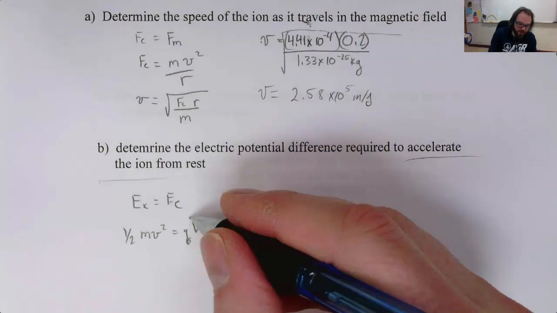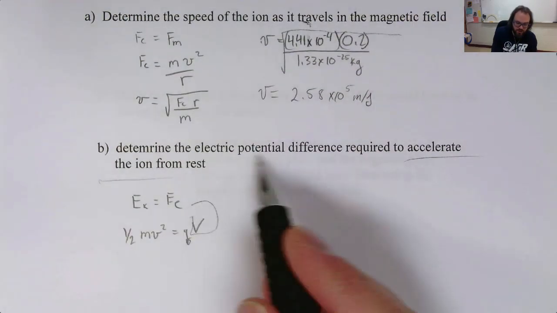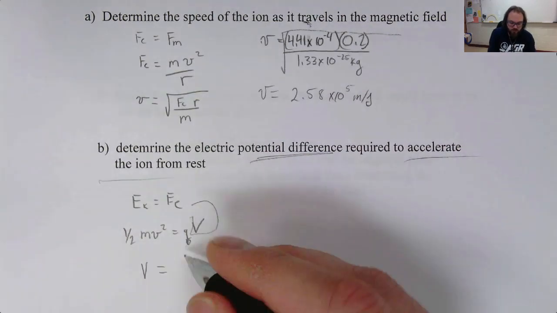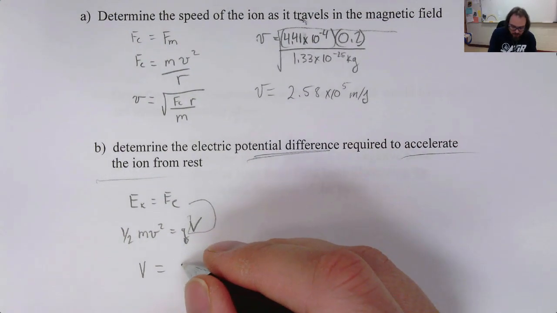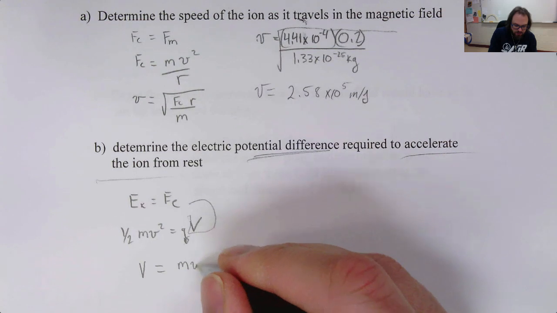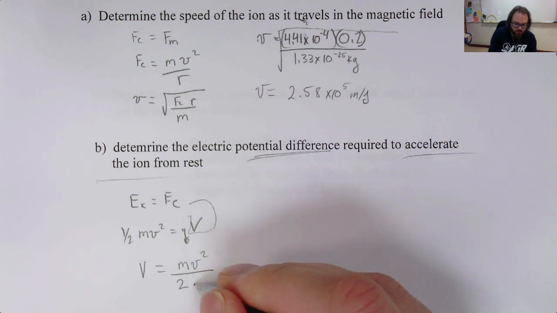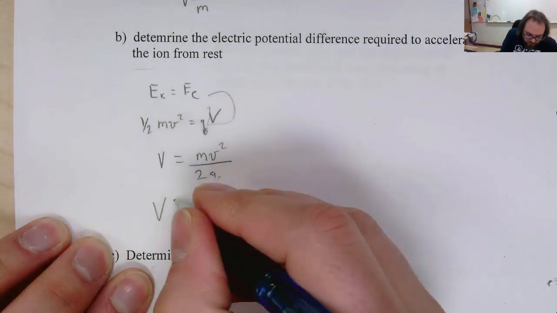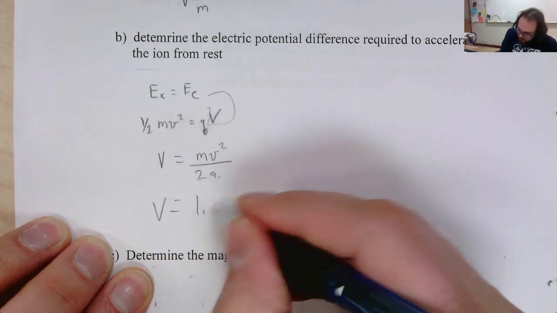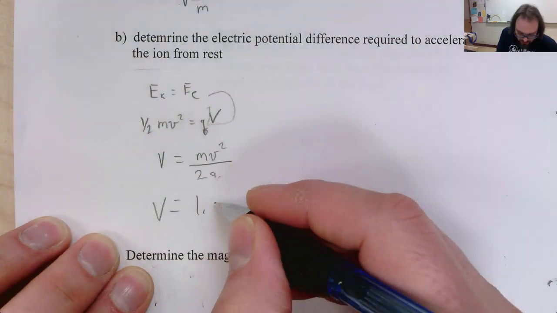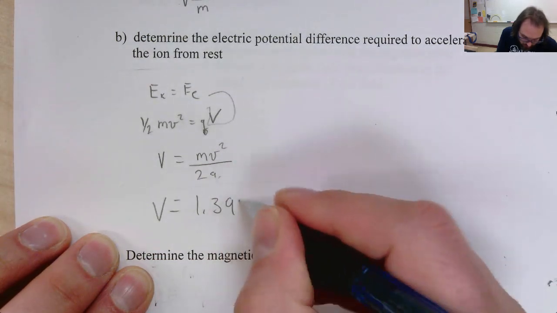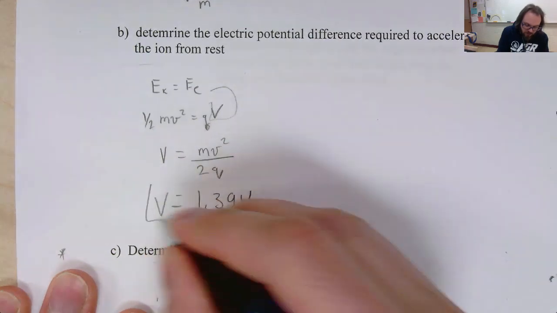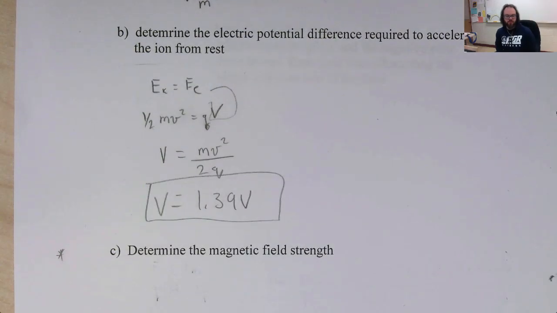Now I want to isolate because it wants to know what is the potential difference. So I'm going to isolate my volts. Volts is equal to m, my mass times my velocity squared, divided by 2 times my charge, which is going to end up giving me 1.39 volts. Okay? Because it asked for my potential difference.